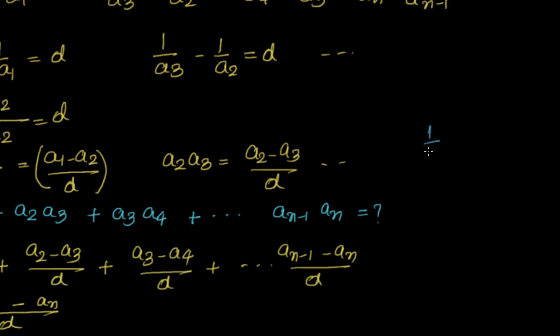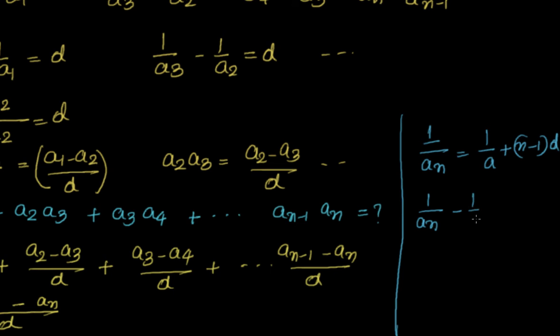We'll write down 1 by an is equal to 1 by a plus n minus 1 into d. What we are interested in is the d value, so I'll get this to this side. 1 by an minus 1 by a equal to n minus 1 into d. Or can I say a minus an divided by n minus 1 is equal to d, or 1 by d equal to n minus 1.